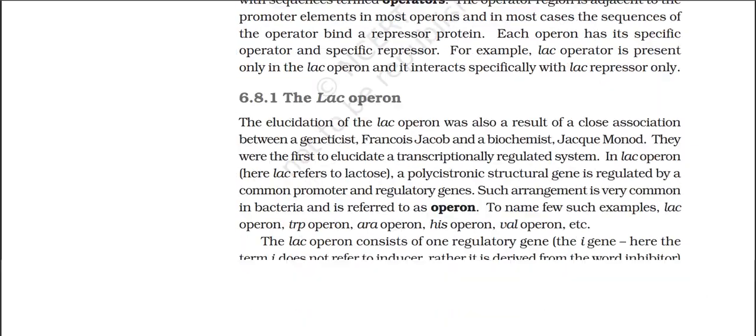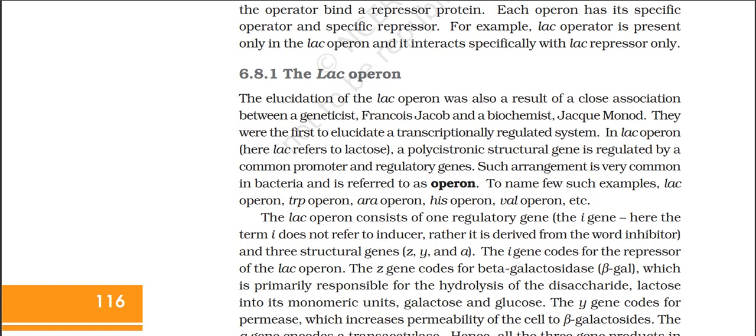6.8.1 The LAC operon. The elucidation of the LAC operon was also a result of a close association between a geneticist, Francois Jacob, and a biochemist, Jacques Monod. They were the first to elucidate a transcriptionally regulated system. In LAC operon, here LAC refers to lactose. A polycistronic structural gene is regulated by a common promoter and regulatory genes. Such arrangement is very common in bacteria and is referred to as operon. To name few such examples, LAC operon, TRP operon, ARA operon, his operon, VAL operon, etc.